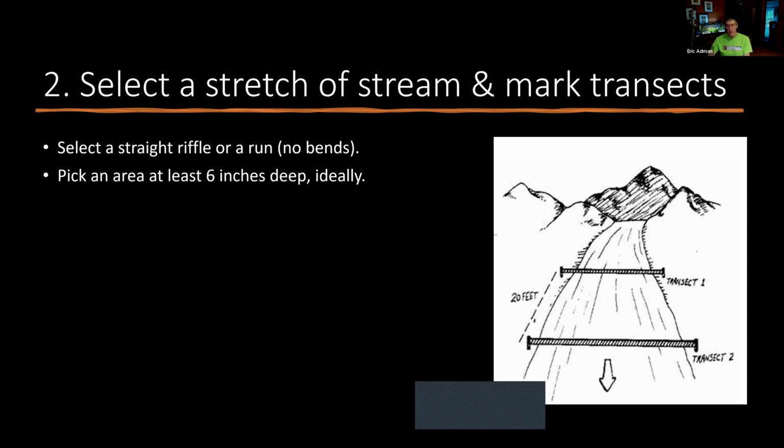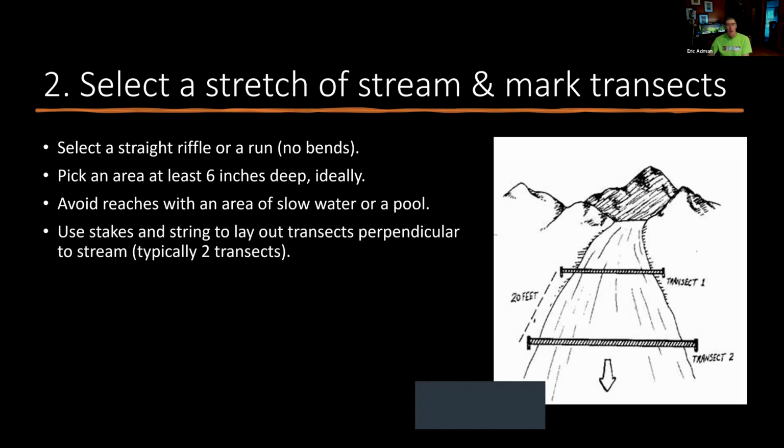You want one that's deep enough. Basically, it's got to be deep enough that you don't have too much bottom effect, and also your object can proceed downstream without hitting the bottom, because that will obviously affect your timing. You don't want to find a slow pool. So once you've picked your area, then you're going to use the stakes and the string, and lay out your transects.